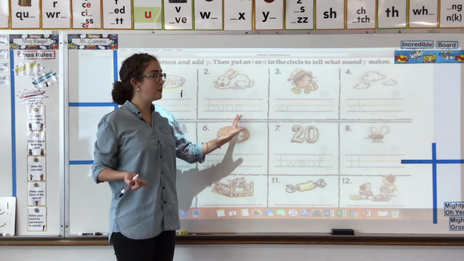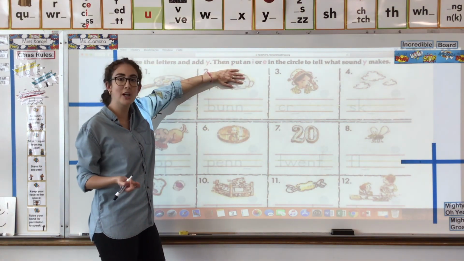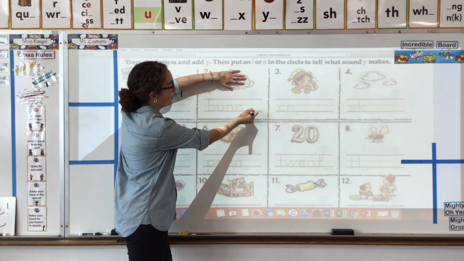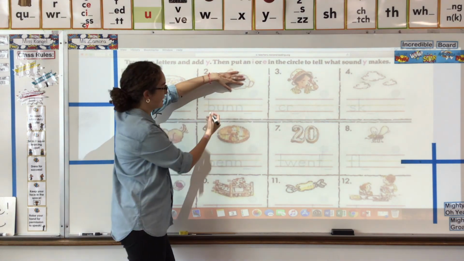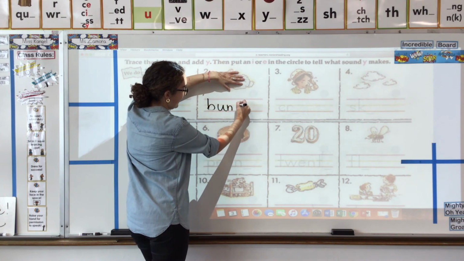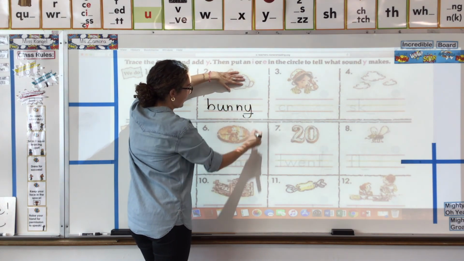Okay, let's look at this next word. I want everybody right now, try not to look at the picture. I want you to write out this next word, trace it out, and then add the Y at the end. Can we all do that? B-U-N-N-Y.